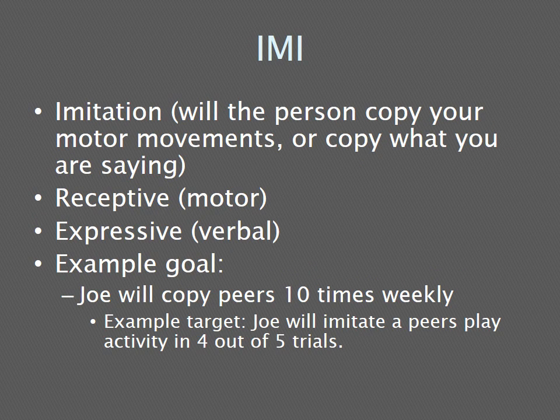IMI, or imitation. Will the person copy your motor movements or copy what you're saying? In that way, it can be receptive, like a motor imitation, or expressive, a verbal imitation. Example goal might be: Joe will copy peers 10 times weekly. An example target would be that Joe will imitate a peer's play activity in 4 out of 5 trials. The point being in an imitation is that the person will copy you whatever you're doing, whether it's a physical or a verbal thing. Imitation, or lack of imitation, is one of the deficits in autism. So this is an important program.